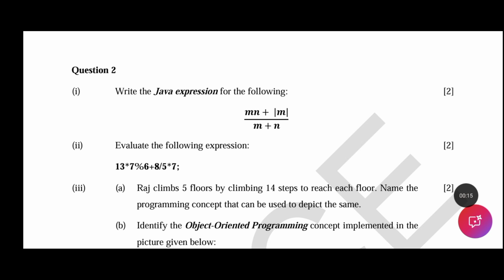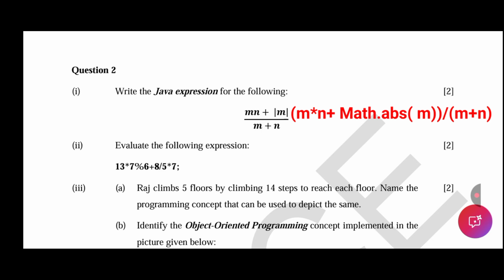Let's go for question number 2. There are 10 questions in question number 2. Write the Java expression for the following. The expression is mn plus mod m divided by m plus n. It's quite simple. We have to write m multiply n plus, for mod we have the math.abs method. So we'll write math.abs and in parenthesis m, and then we will close the parenthesis for both expressions, and then we divide it by m plus n.